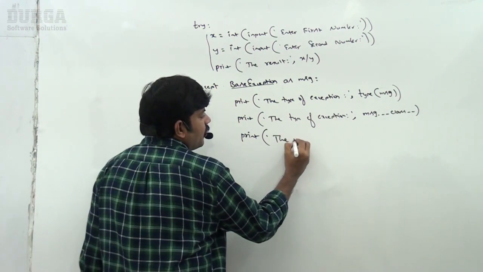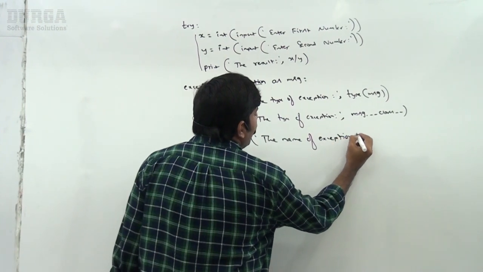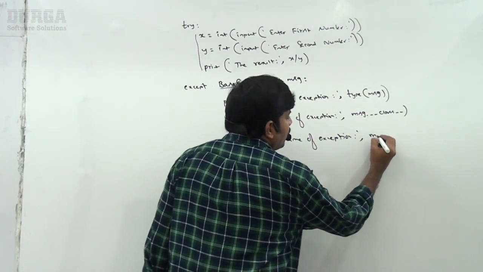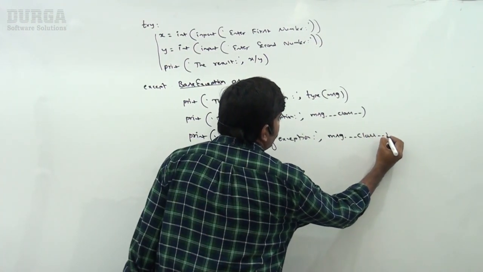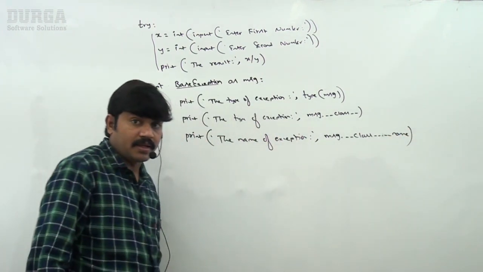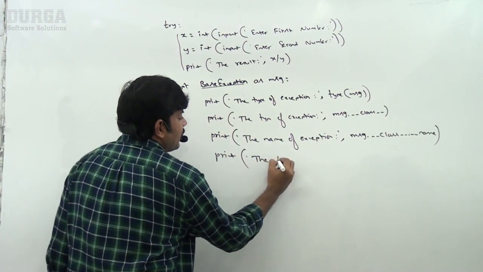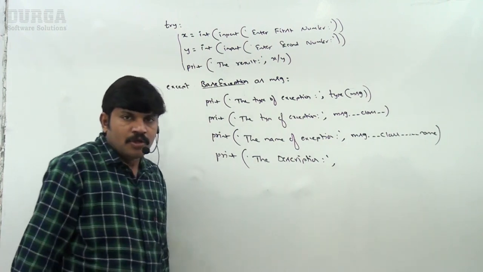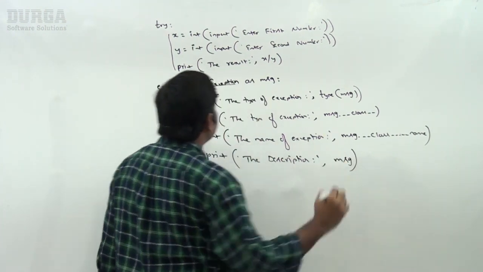What is the name of the exception? Can you please guide? What is the name of the exception? Very simple, here msg dot __name__. Now print the description. What is the description? msg, that's all you have to take.